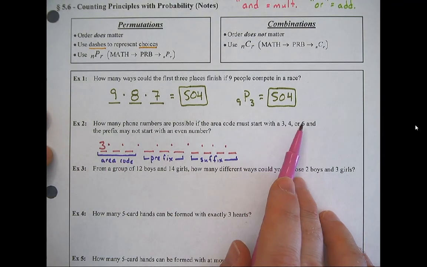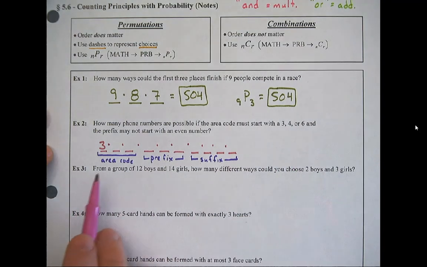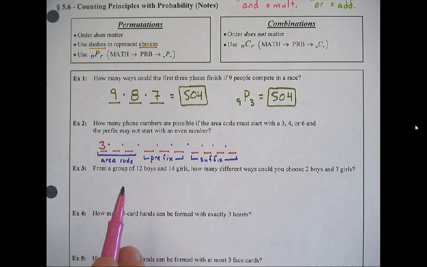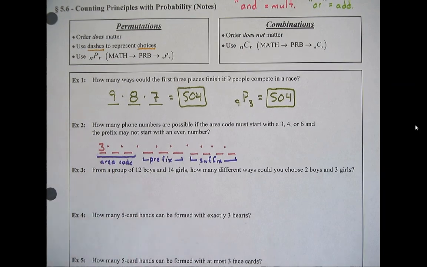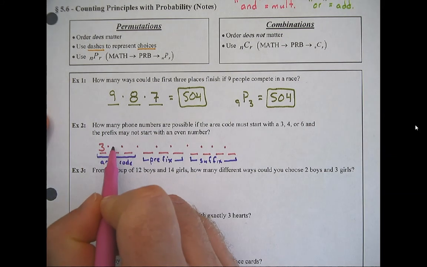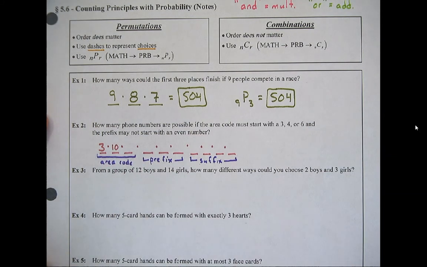You have to pick one of those 3 numbers. What about the rest of the area code? Is there any restriction on that? Nope. So how many digits are available for your next number? Well, you could pick 1, 2, 3, 4, 5, 6, 7, 8, 9. You can't pick the number 10 as a digit, but don't forget you could also pick 0. So there are 10 digits that you could pick for a number.